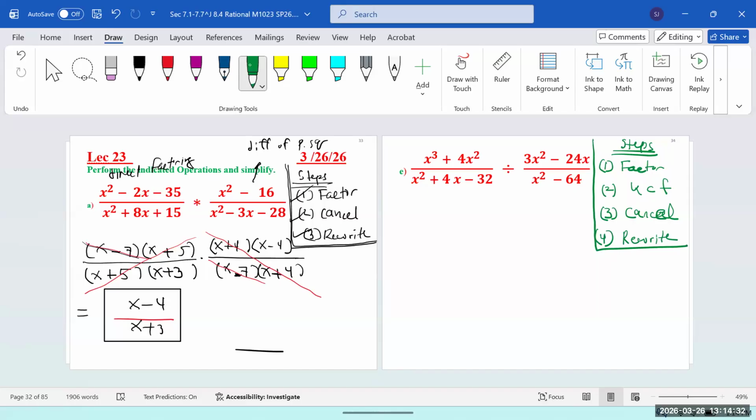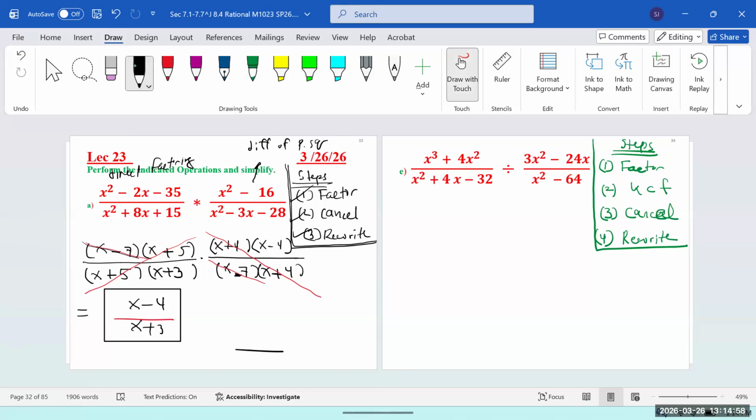You can do keep, change, flip and factoring, both of them. But I would recommend doing the factoring first. Why? Because later we are going to do complex fractions. At that time, if you try doing keep, change, flip first, you're going to do everything wrong. So that's why I try to have the habit of doing factoring first and then keep, change, flip.